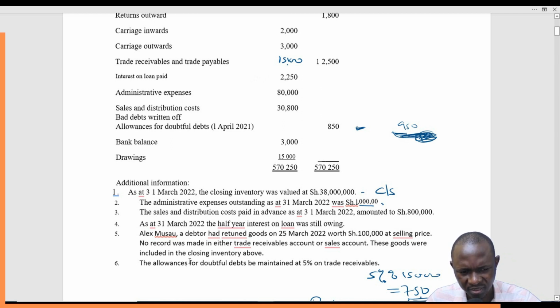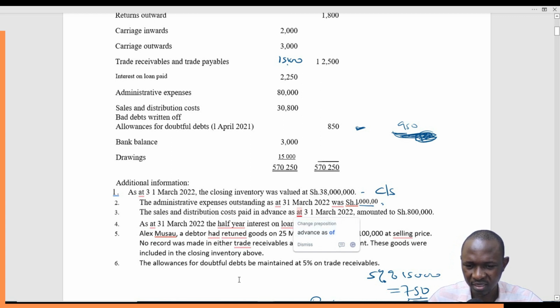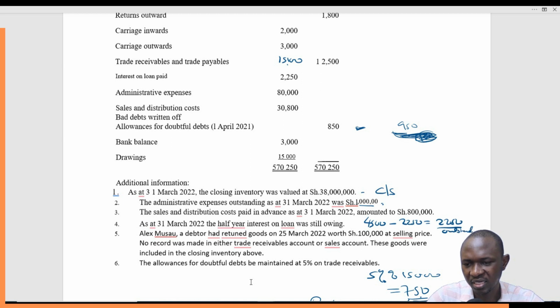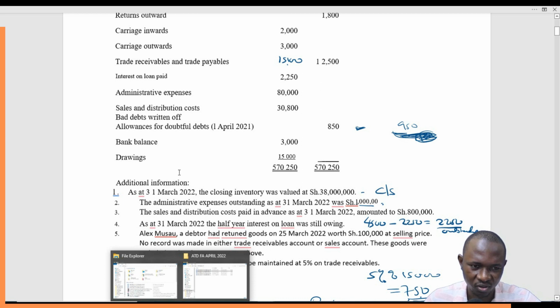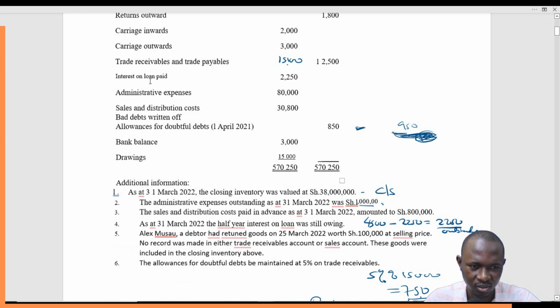I think it has been captured in the additional information. Let's check. That's number 4. As at 31st March 2022, the half-year interest on loan was still owing. So you can see the interest was 4,500. How much was paid? 2,250. So what was remaining is 2,250. This is outstanding. But since we are interested in the annual expenses, then we'll capture the 4,500. So that one goes without saying.